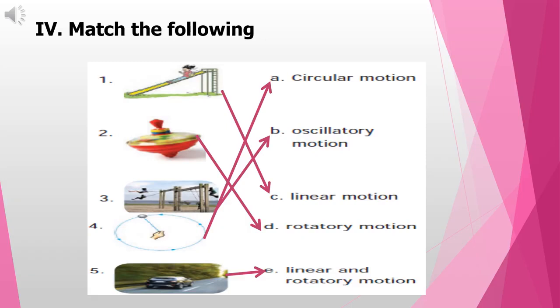5. Car moves on a road. Car moving on a straight line. The motion is linear. In the car, the wheel rotates. The wheel undergoes rotational motion. The motion is rotatory motion. Car moving on a straight road. Option E, linear and rotatory motion.